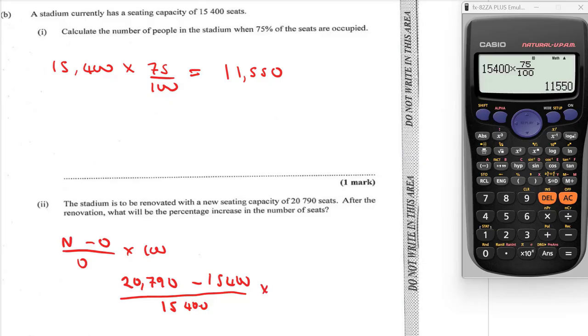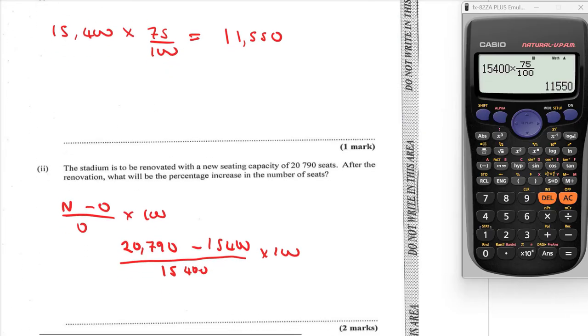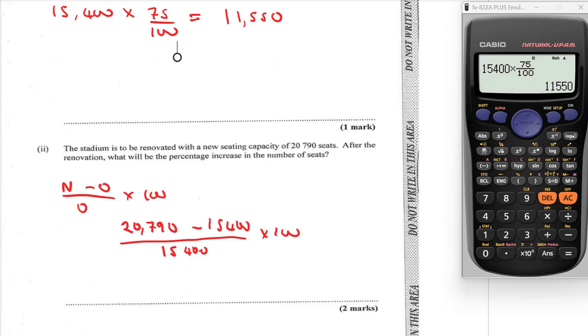Divided by the old again, 15,400, times 100. So let us work out the numerator first. So that's 20,790 minus 15,400. That gives us 5,390 divided by 15,400 times 100. So let's enter this in our calculators.